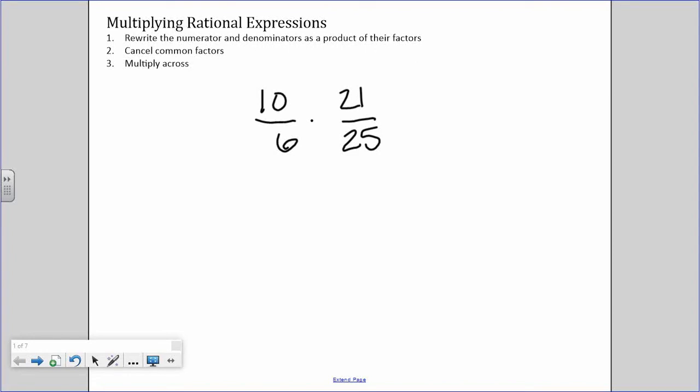Hi guys, here's a video on multiplying and dividing rational expressions. We're going to start off with multiplying basic fractions. That way we can get the process down before we start multiplying more complicated rational expressions.